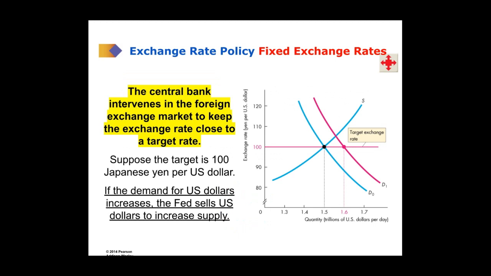If you wanted the rate to go down, you might sell into that market. If you wanted the rate to go up, you would provide demand. You would buy the currency in that market. But in either case, it requires an active intervention.